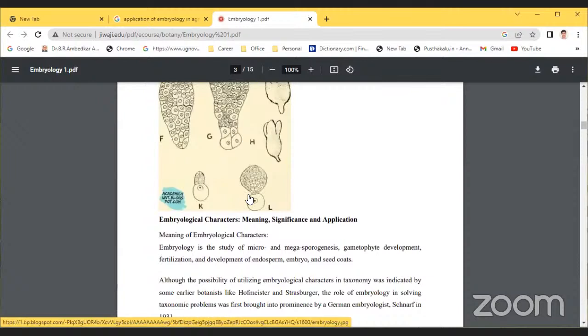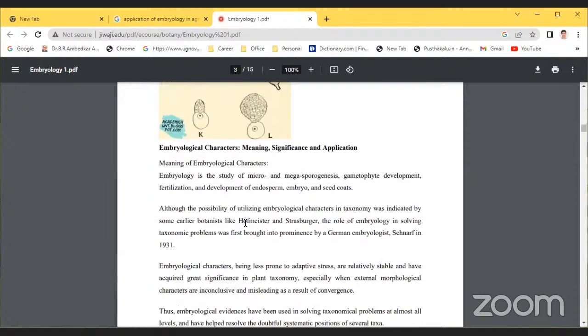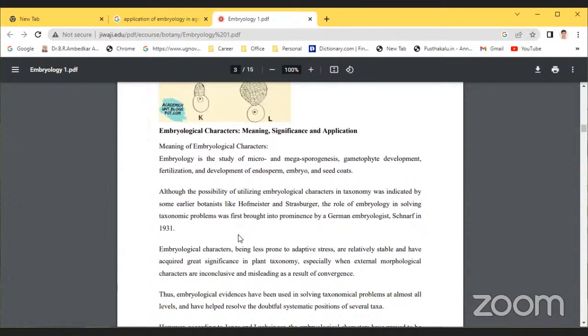So the meaning of embryological characters. The embryology, already we discussed what is embryology, you know, all of you. Embryology is the study of micro and megasporogenesis, gametophyte development, fertilization, development of endosperm, embryo, and seed coats. Although the possibility of utilizing embryological characters in taxonomy was indicated by some earlier botanists like Hofmeister and Strasburger, the role of embryology in solving taxonomic problems was first brought into prominence by the German embryologist Schnarf in 1931.